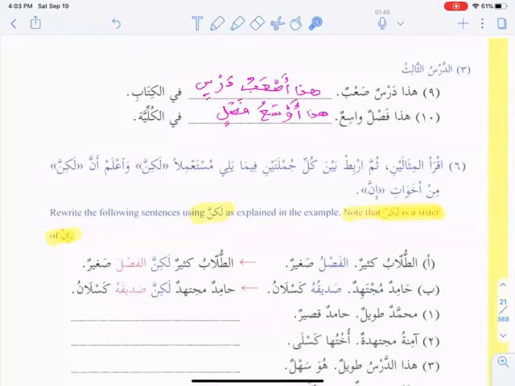Hamidun mujtahidun. Hamid is hardworking. Sadiquhu kaslanu. His friend is lazy. So what will you say? Hamidun mujtahidun lakinna sadiqa. Sadiqa. Hu kaslanu. Mansub. Fine.